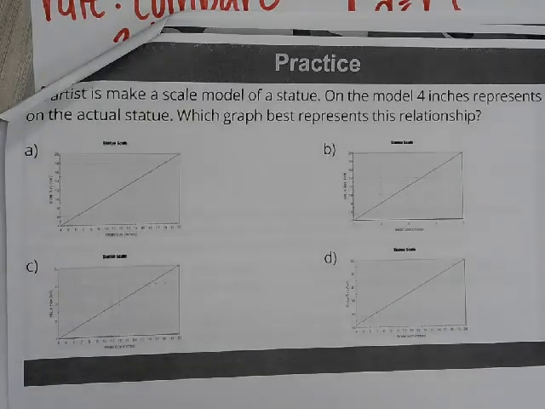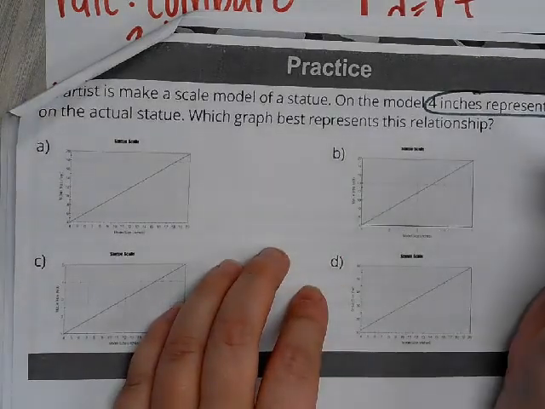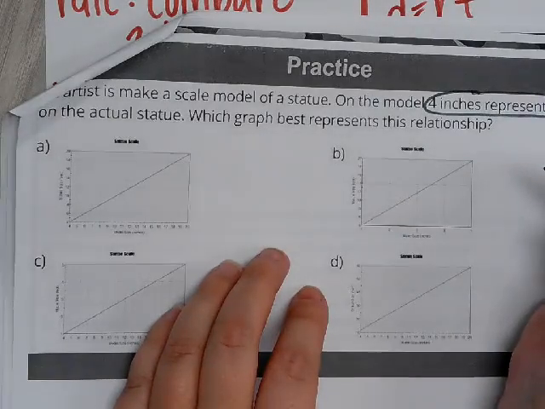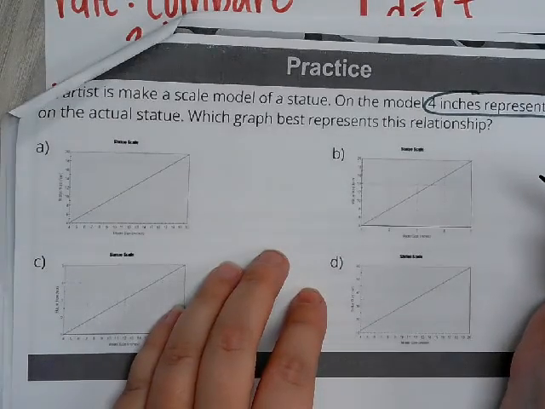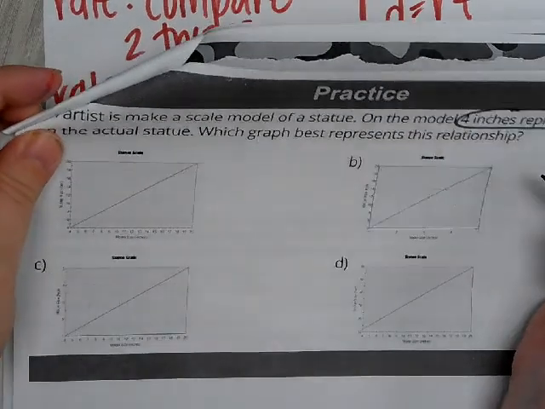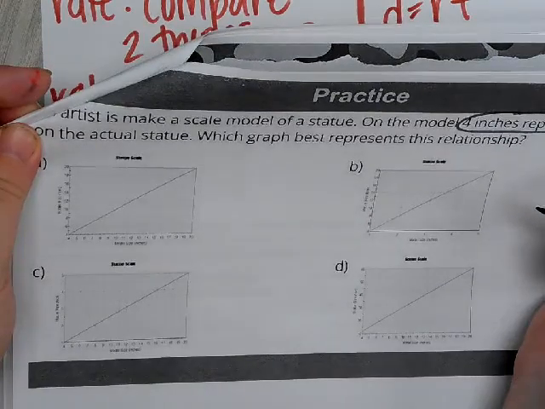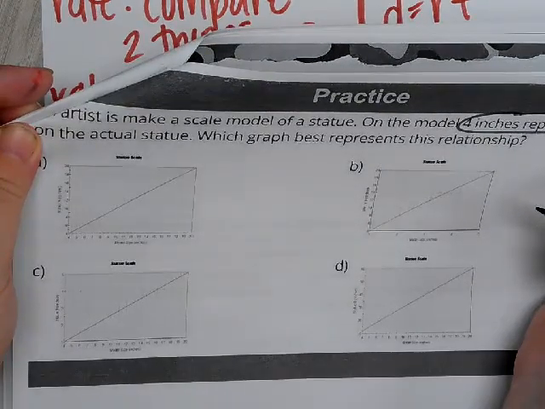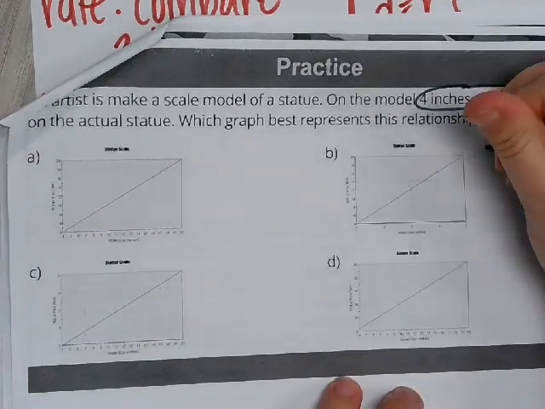Okay, let's see. An artist is making a scale model of a statue. On the model, 4 inches represent 1 foot. Which graph best represents the relationship? Okay, I'm trying to read what it has. So I know that this is going to be inches and this is going to be feet.